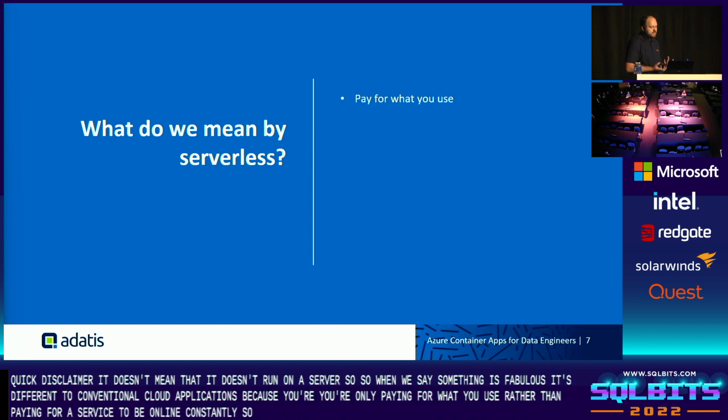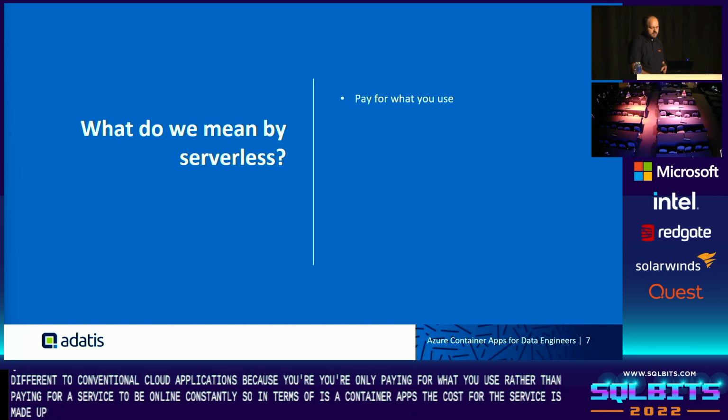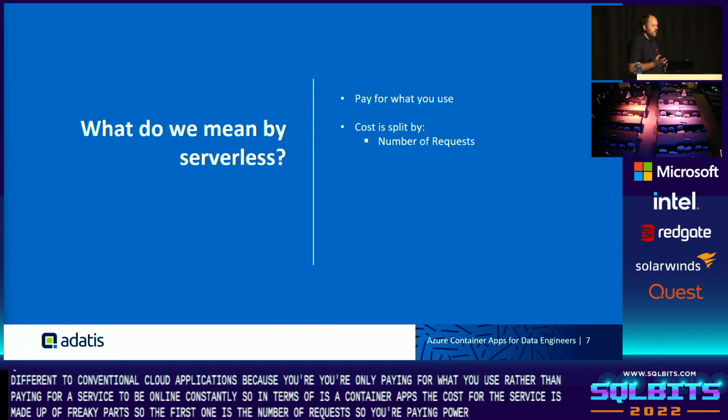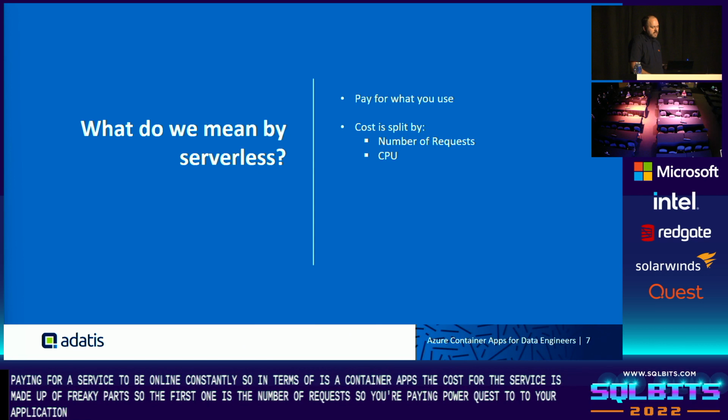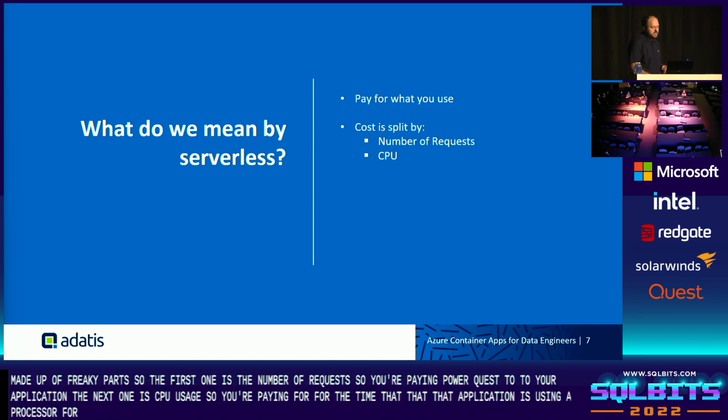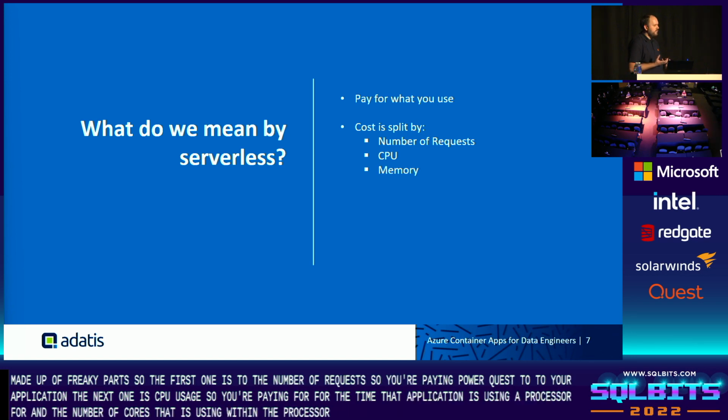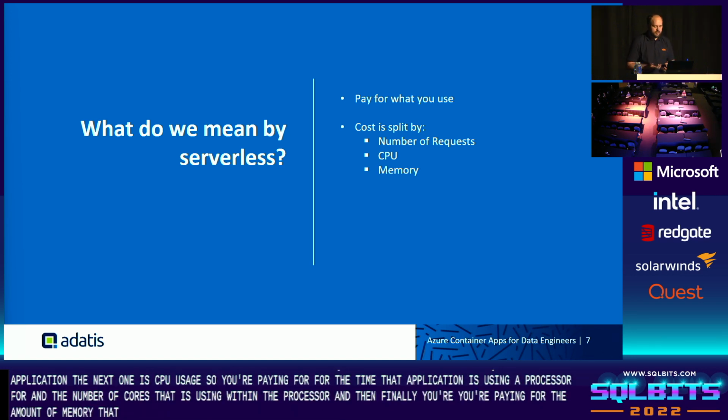In terms of Azure Container Apps, the cost for the service is made up of 3 key parts. The first one is the number of requests. So you're paying per request to your application. The next one is CPU usage. So you're paying for the time that application is using a processor for, and the number of cores that it's using within the processor. And then finally, you're paying for the amount of memory that your application is using during the time that it's running.